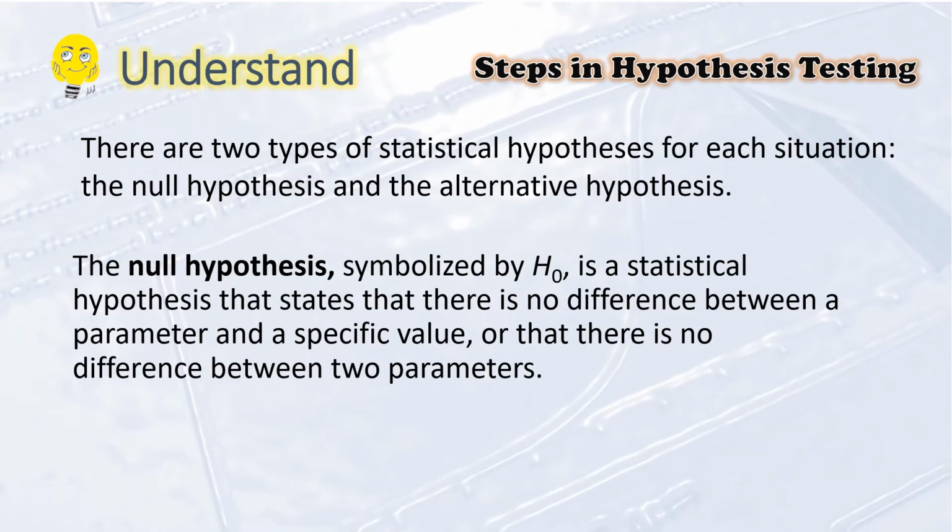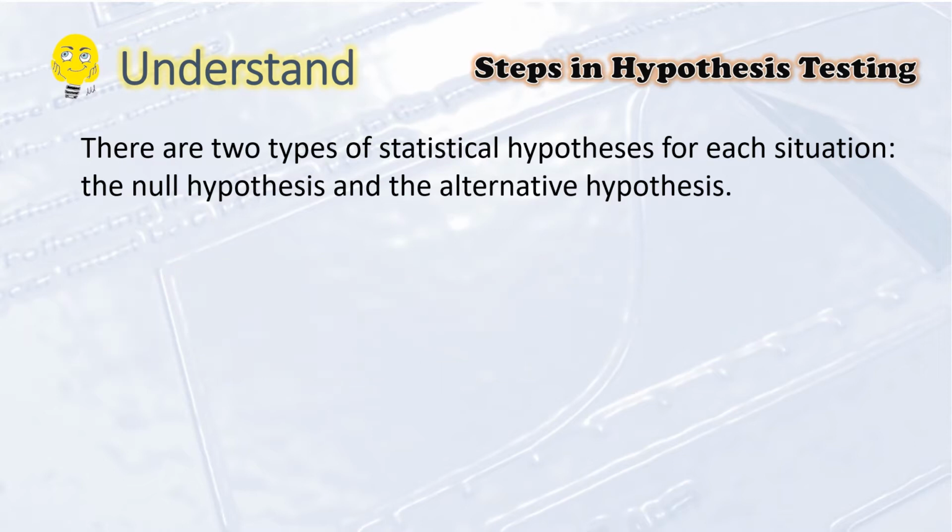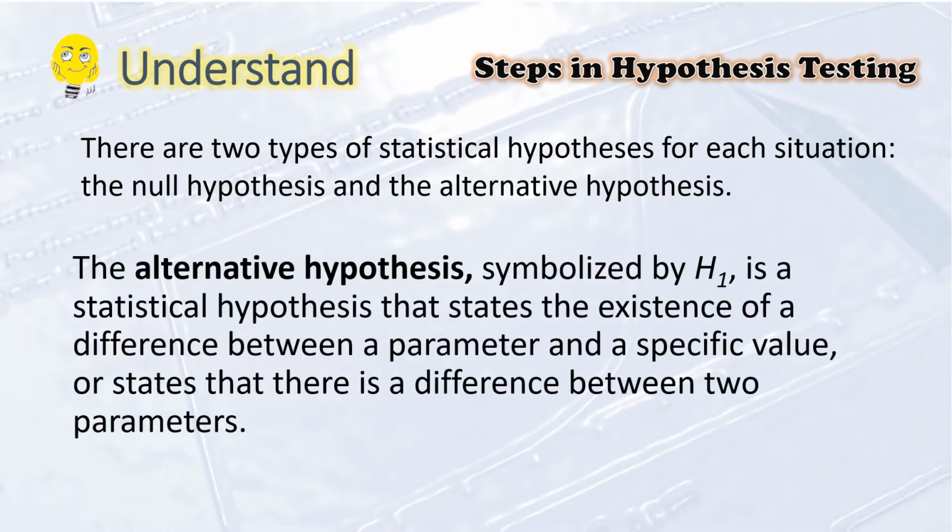The null hypothesis, symbolized by H sub 0, is a statistical hypothesis that states that there is no difference between a parameter and a specific value, or that there is no difference between two parameters. On the other hand, the alternative hypothesis, symbolized by H sub 1, sometimes H sub A, is a statistical hypothesis that states the existence of a difference between a parameter and a specific value, or states that there is a difference between two parameters.